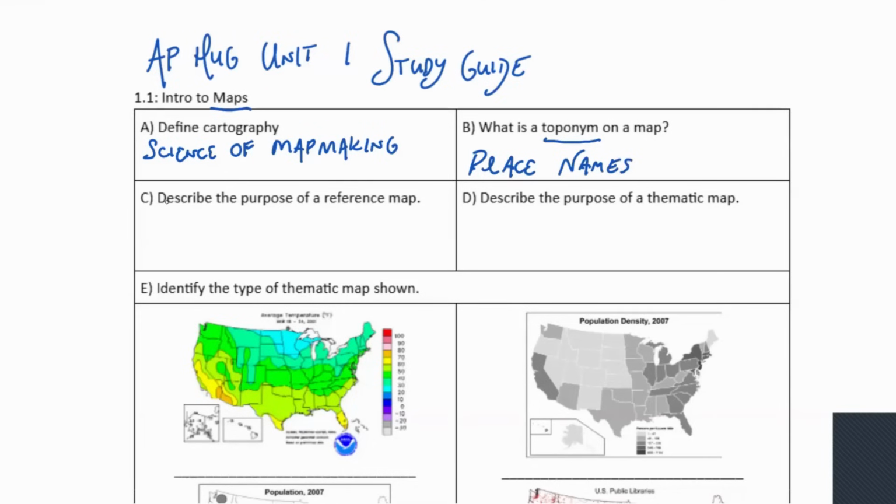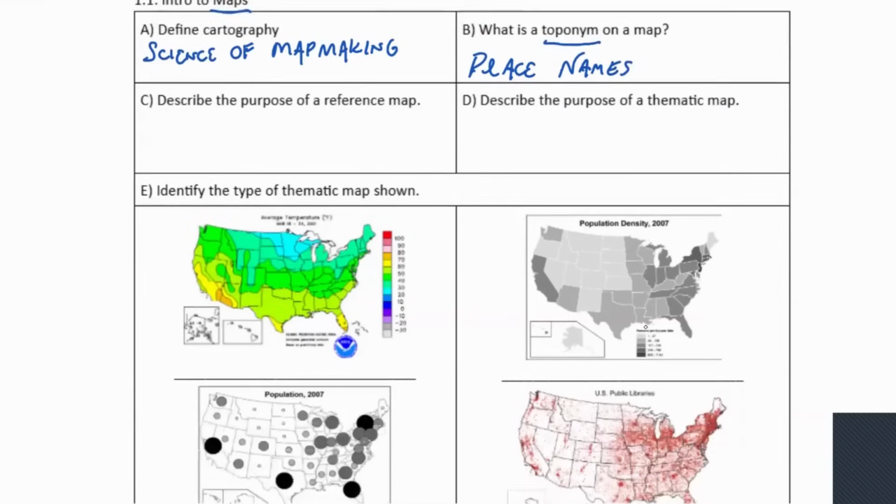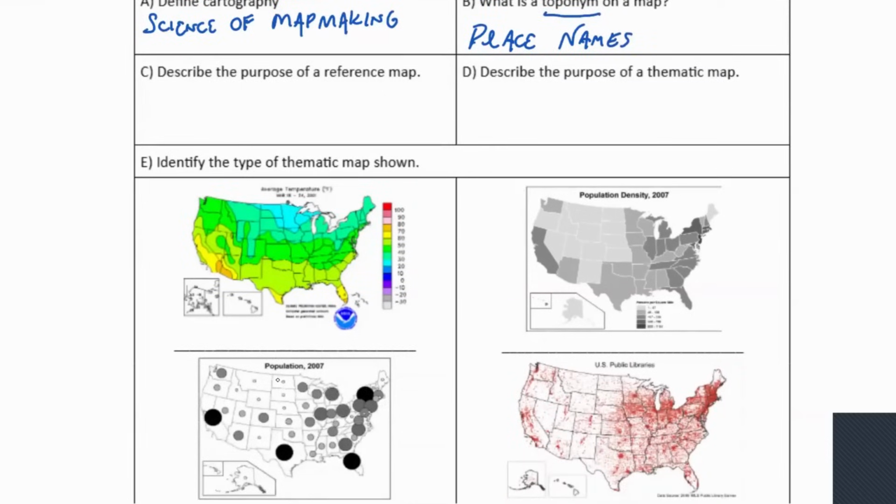Then C, describe the purpose of a reference map. None of these maps here are reference maps. If you are trying to find something to reference, these are all thematic maps. And so what's shown on these maps? Quantitative data for the most part. So we can kind of answer that here on the thematic map. We can say to show quantitative data, and I'm just going to abbreviate that to quantit. So show quantitative data, or you could say a geographic theme or some kind of phenomenon. So that's what a thematic map shows.